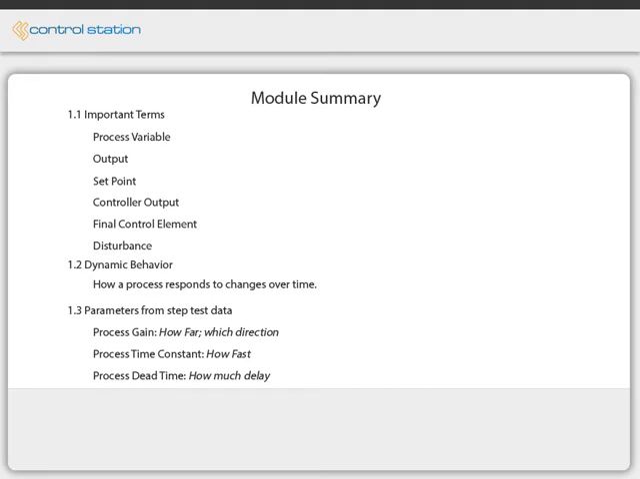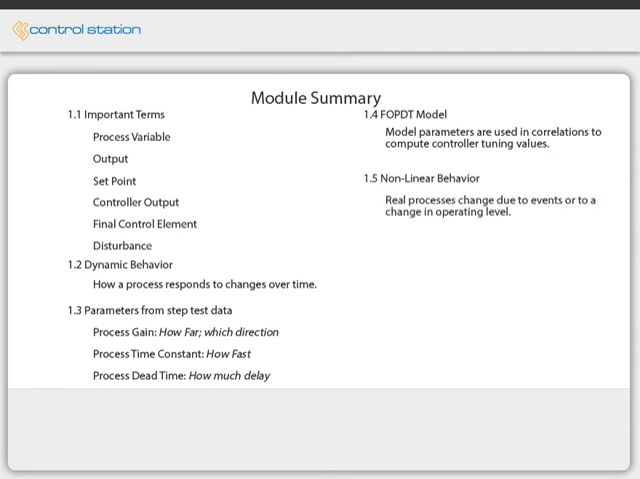The FOPDT model is important. The model parameters, gain, time constant, and dead time are used in correlations to compute controller tuning values. Finally, real processes change every day, and processes that change as operating level changes are said to exhibit nonlinear behavior.